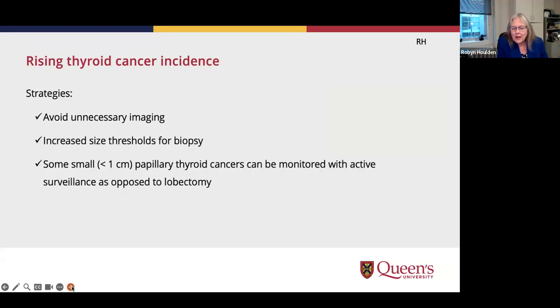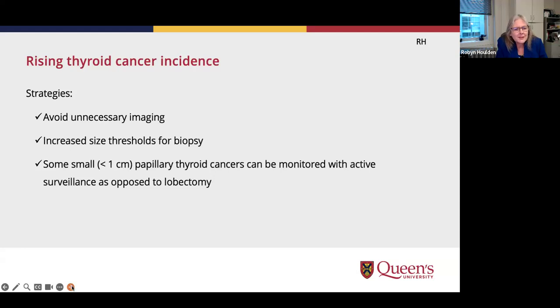So we just have to be careful that we're not picking up too many cases, and we have to be careful with our imaging. We have to be careful which nodules we biopsy, and we're going to look through the TI-RADS reporting system, which discourages biopsying of smaller nodules, particularly nodules that don't have worrisome features. There's even a move now that some small papillary thyroid cancers could be monitored with active surveillance rather than operating and taking all of them out. I think Dr. Hollins will be talking more about that in his presentation.